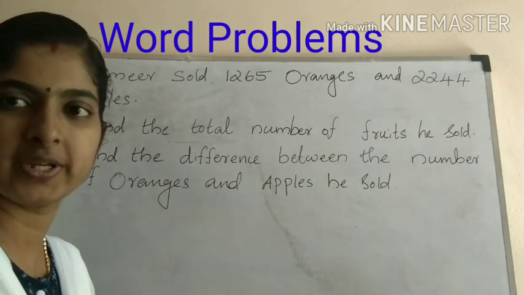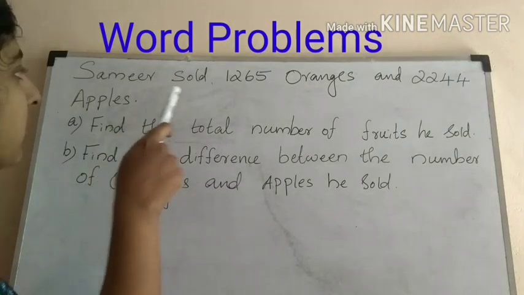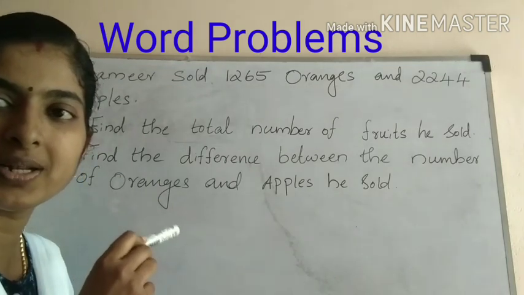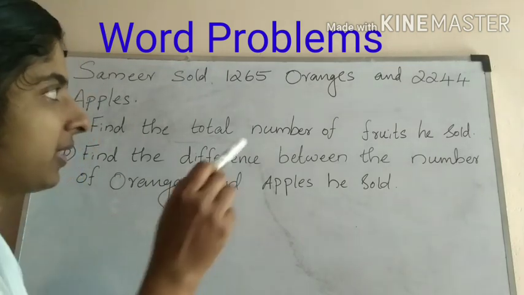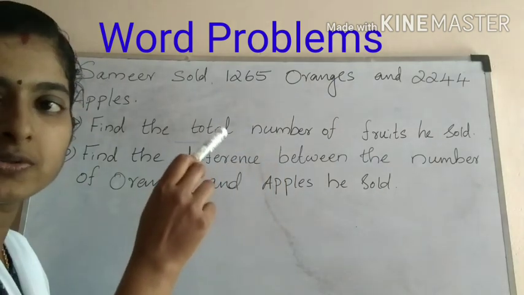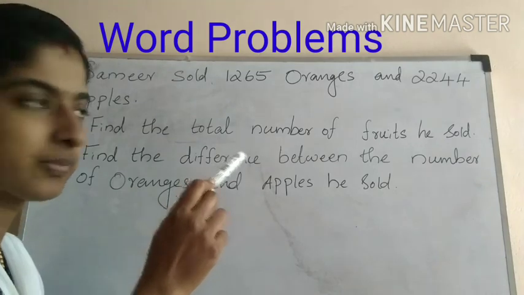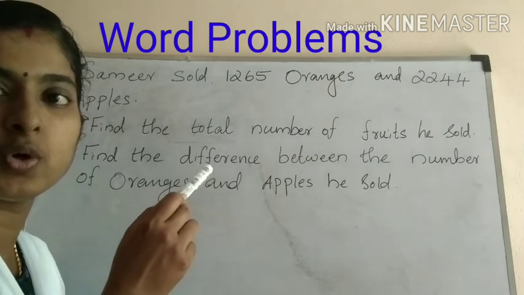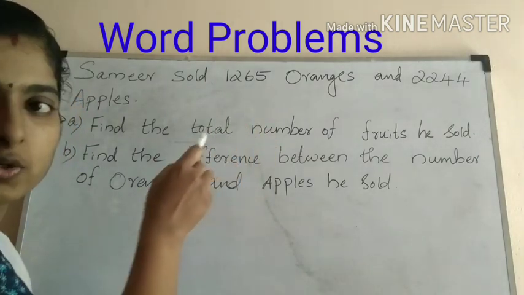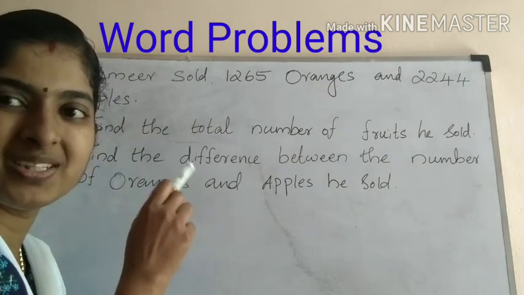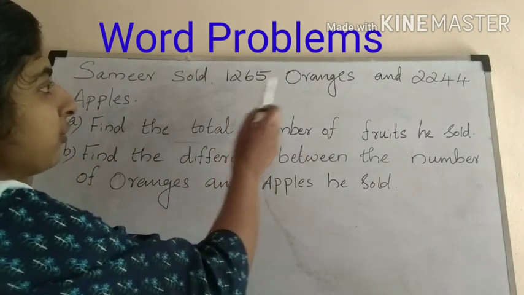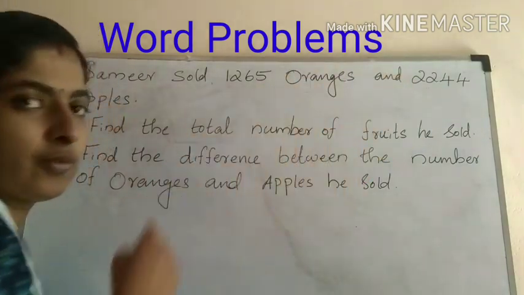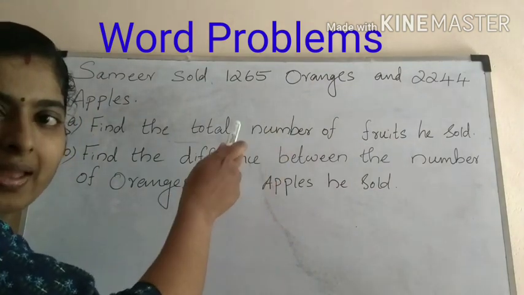See, what's the meaning of this question? First, Samir sold 1265 oranges. How many oranges did Samir sell? 1265 oranges. Then how many apples did he sell? 2244 apples. Okay. Then what is the first question? Find the total number of fruits he sold. Find the total of these apples and oranges. Total means addition. So you have to find the total of these two numbers, 1265 and 2244.